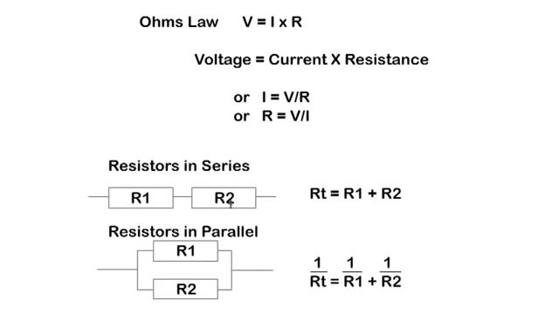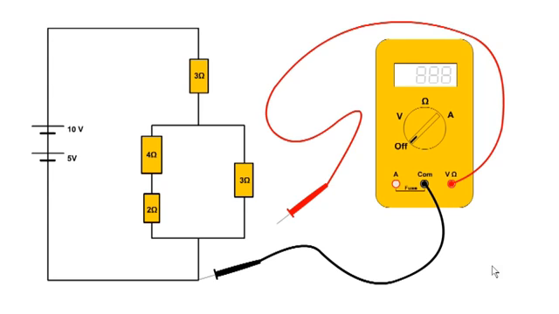When resistors are connected in series, we add the values to get total resistance. With resistors in parallel, we use this formula. A multimeter allows current, voltage and resistance to be measured with one instrument.